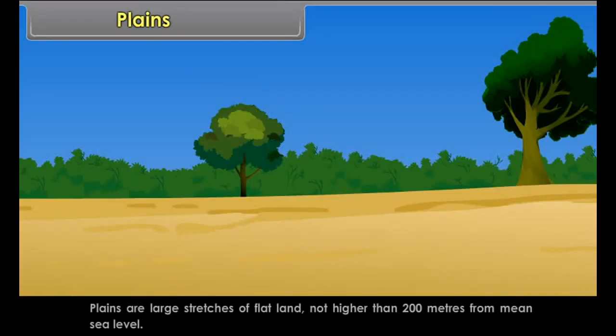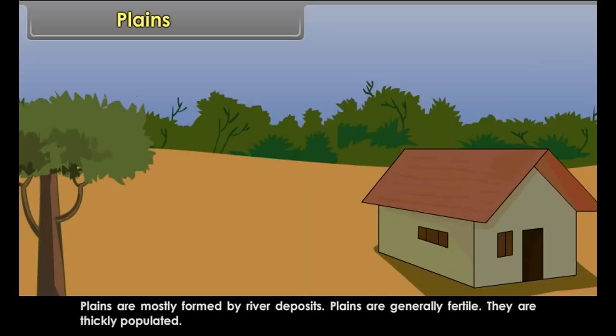Plains. Plains are large stretches of flat land not higher than 200 meters from mean sea level. Plains are mostly formed by river deposits. Plains are generally fertile. They are thickly populated.